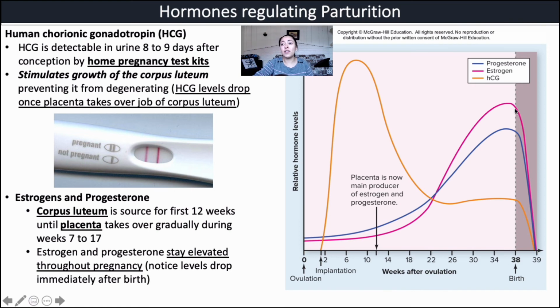until birth. And then right after birth, progesterone and estrogen levels drop, as well as any remaining HCG levels will drop completely. And this just also demonstrates why mothers tend to feel a significant amount of hormonal changes right after giving birth, because you can just see the drastic change in the hormones within her body after birth.